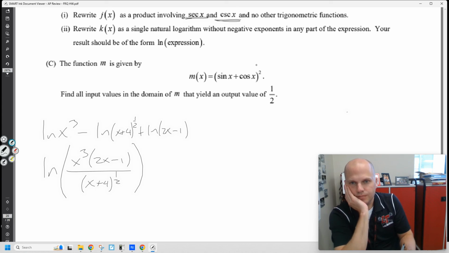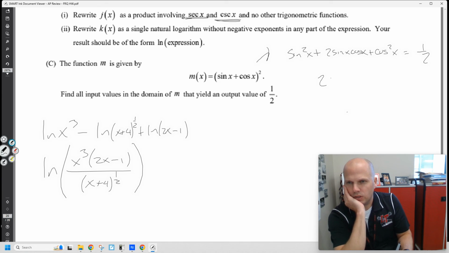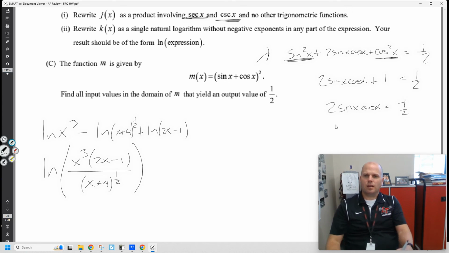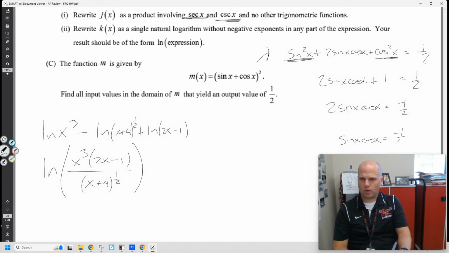I think it's distributing. Sine squared plus 2 sine x cos x plus cos squared. Yep, that's it. Sine squared plus cosine squared is 1. I got 2 sine x cos x plus 1 equals 1/2. I got 2 sine x cos x equals -1/2. I got sine x cos x equals -1/4.